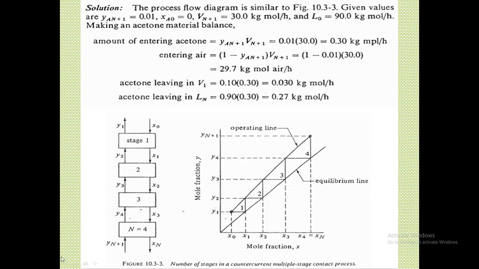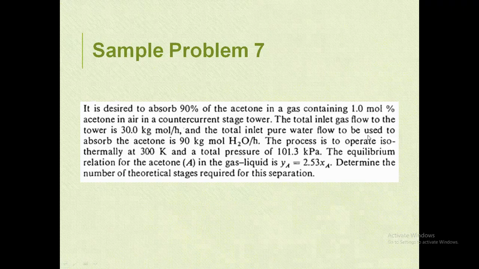Now, for you to follow the solution easily, it would help to take a screenshot of the problem here. You need to take out 90% of the acetone present in the gas, which is just 1 mole percent of the entire feed mixture of acetone and air. Whatever this entire amount is, you only have 1% of that acetone, and 90% of that 1% has to be absorbed by your solvent, or taken out from your mixture of acetone and air.